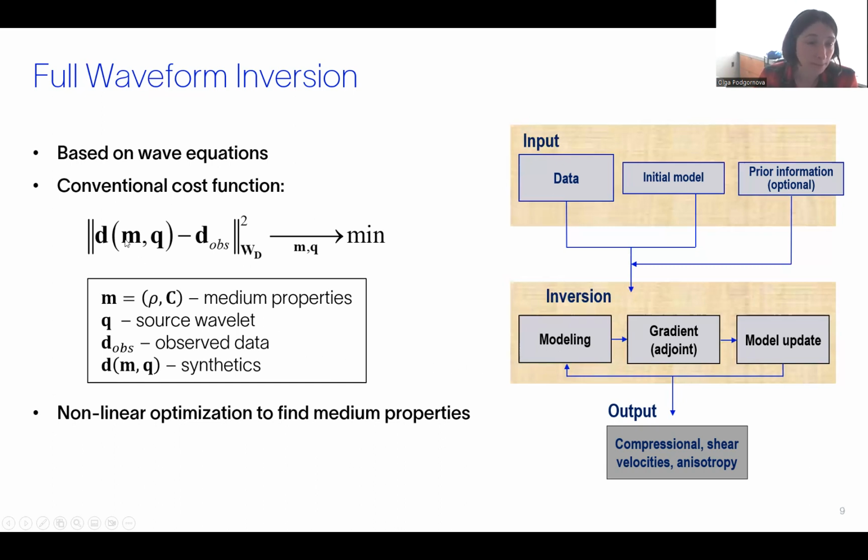So the dependence of data on the medium parameters is not linear. And at the end, we have, in our case, compressional and shear velocities, anisotropy, and actually bulk density here as well.